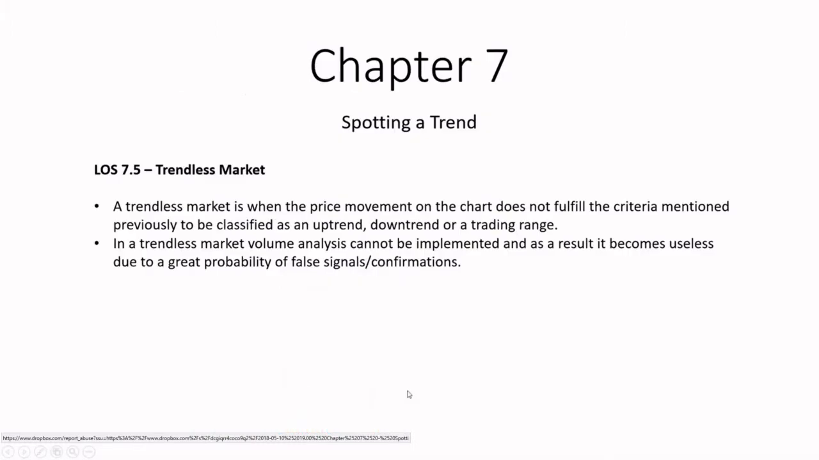So what is now a trendless market? To put it very simply, if you see a chart and based on what you have learned today, the trend of that chart does not fulfill the criteria of an uptrend, downtrend, or sideways trading range trend, then it is considered to be a trendless market, and we don't trade trendless markets. So I repeat, a trendless market is when the price movement of the chart does not fulfill the criteria mentioned previously to be classified as an uptrend, downtrend, or a trading range.